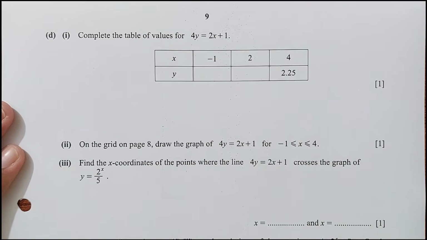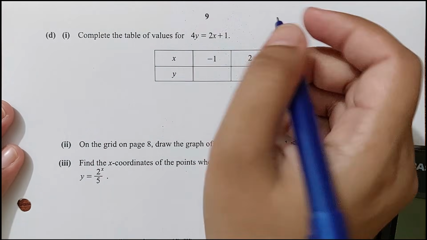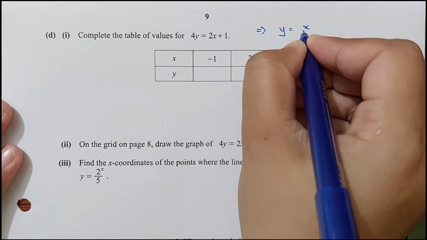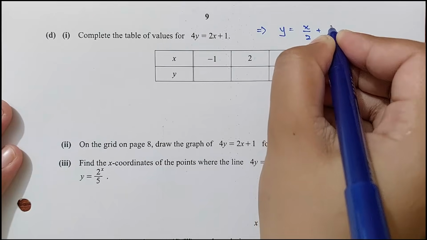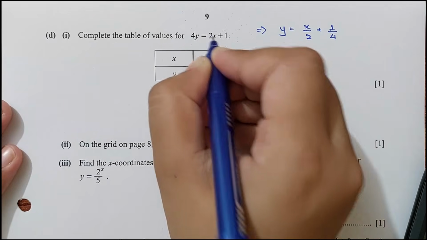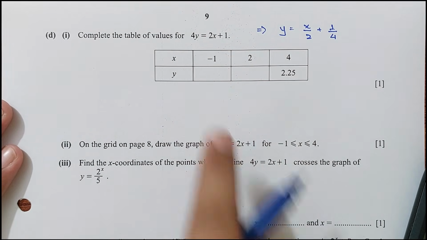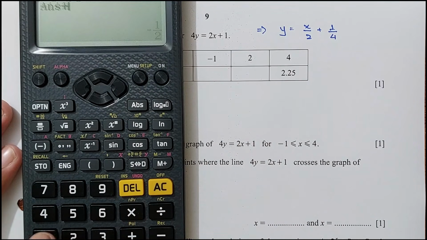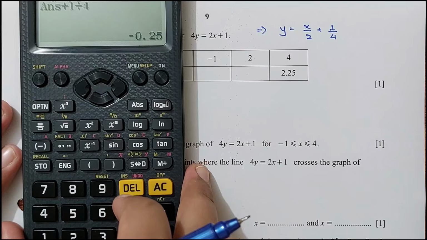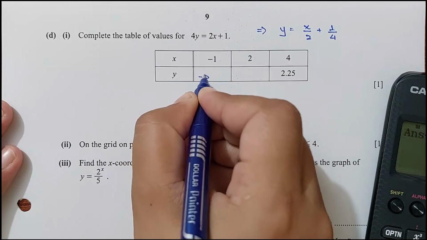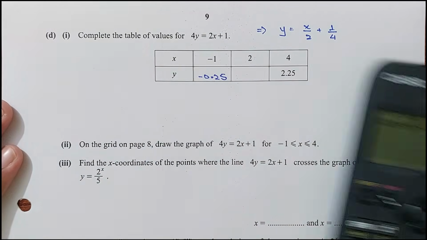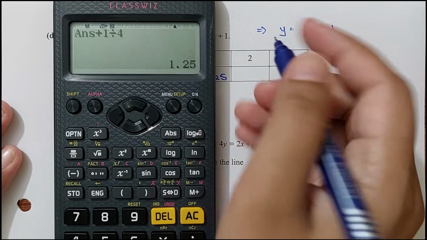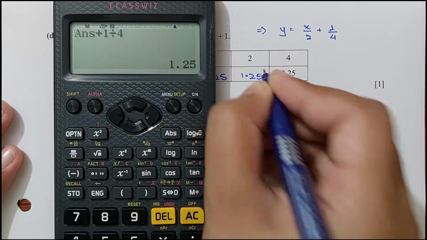For x is -1 and 2, we have to solve for y. So y value is equal to x by 2 plus 1 by 4, so we have to divide 1 by 4 and 2x by 4, right? So we have to solve for y when x value is -1. So this is -1 by 2 plus 1 by 4. This is minus 0.25, right? And when x equals 2, so 2 by 2 plus 1 by 4, this is 1.25, right?